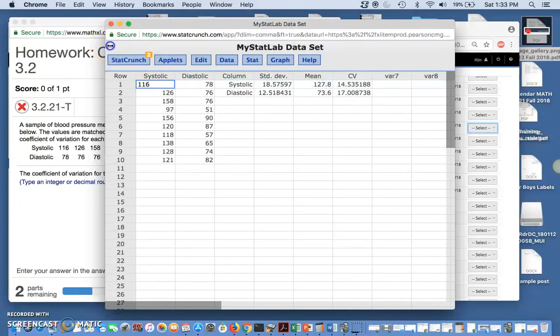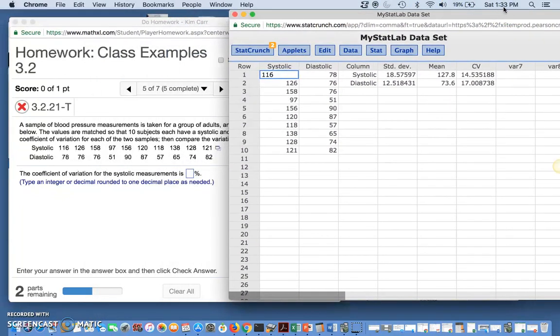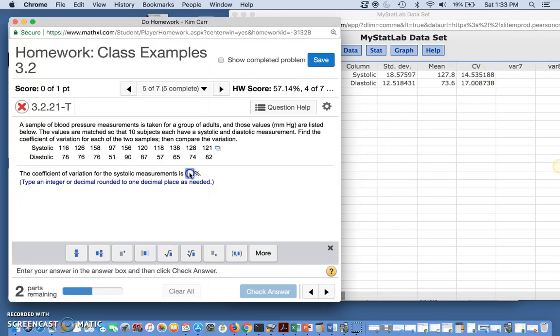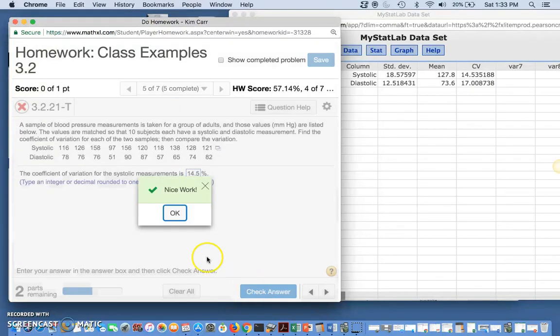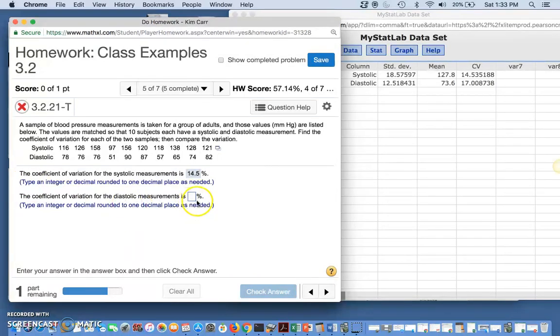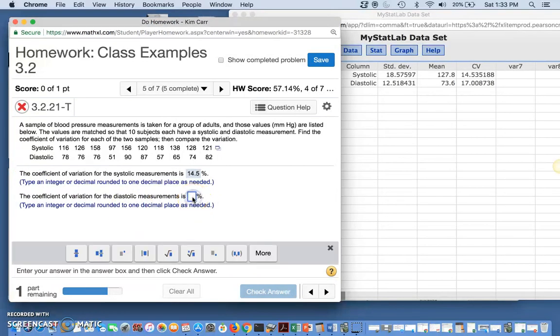All right, now we need to see if we can move this enough that we can see what we're doing and answer our questions. The coefficient of variation for the systolic, to one decimal place, was 14.5. The coefficient of variation for the diastolic was 17.0.